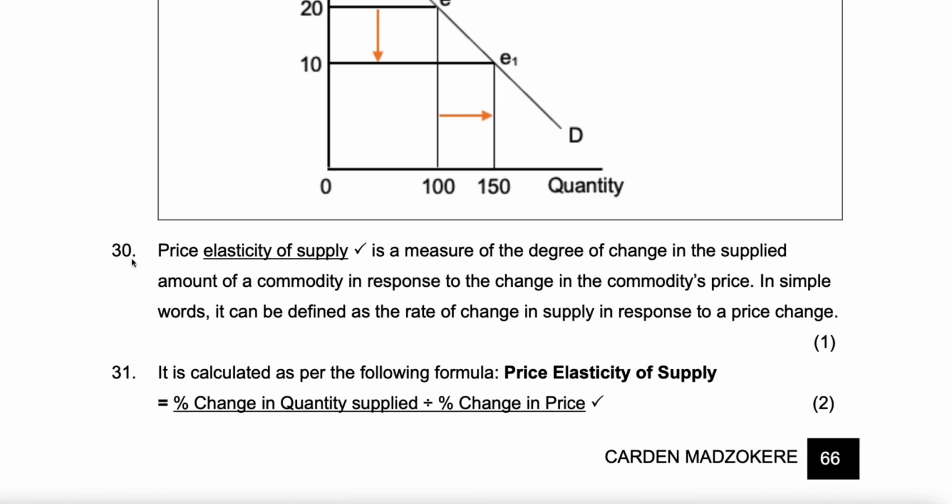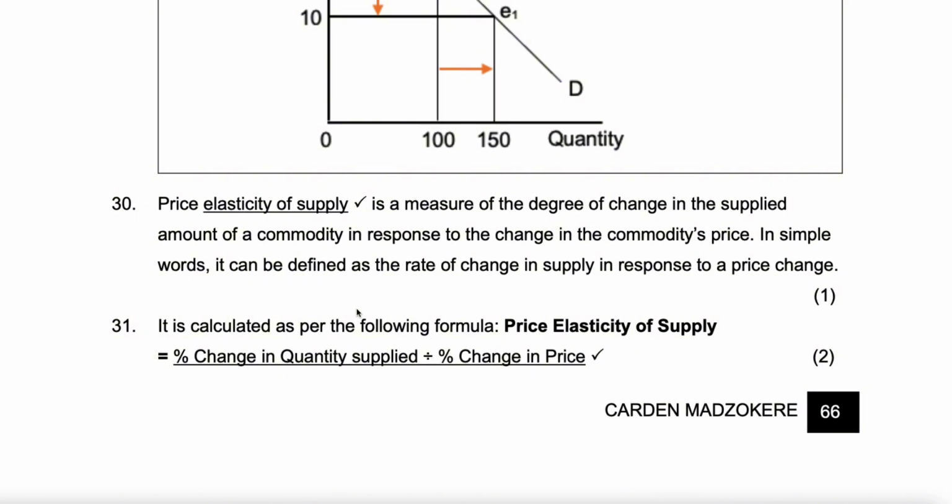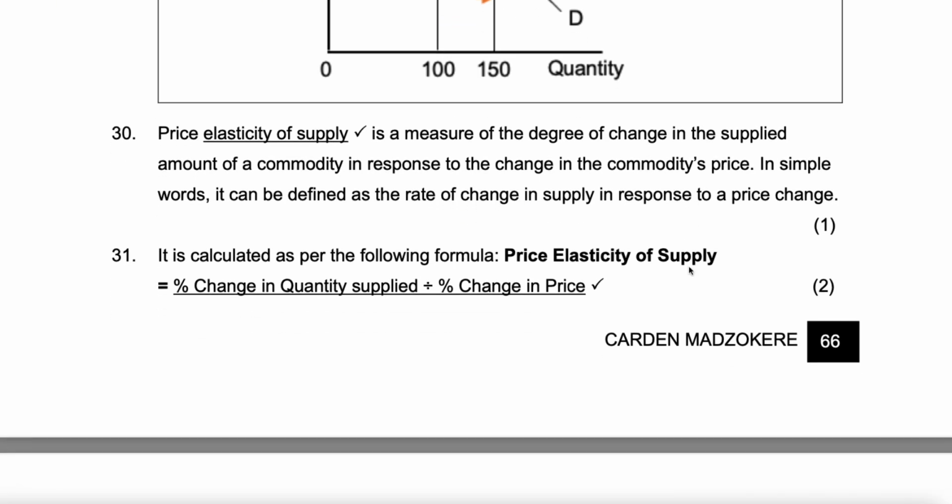So price elasticity of supply is a measure. This is now the same concept, so I won't spend time here because we already understand. Elasticity basically is how responsive demand or supply is to a change in price. So the price elasticity of supply is a measure of the degree of change in the supplied amount of a commodity in response to the change in the commodity's price. In simple words, it is defined as the rate of change in supply in response to the price change.